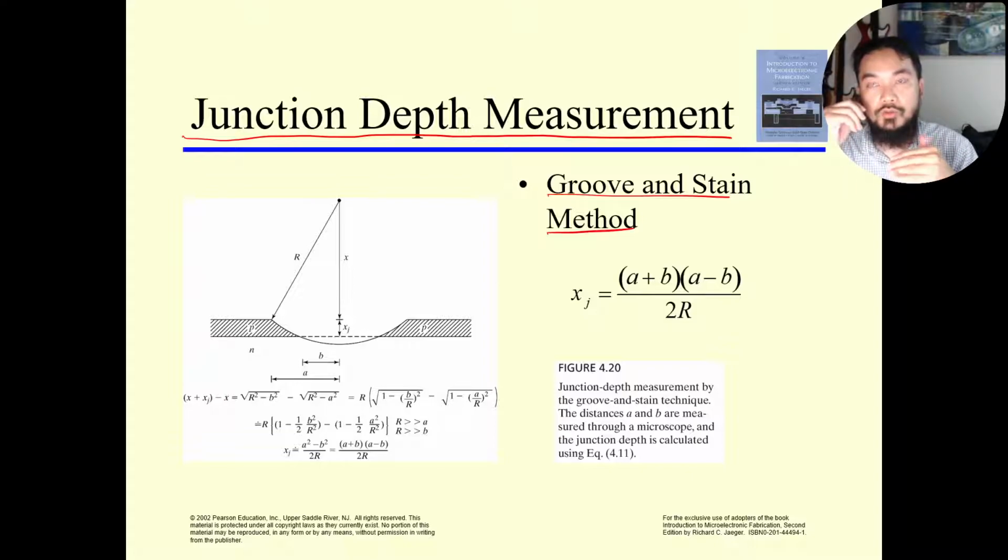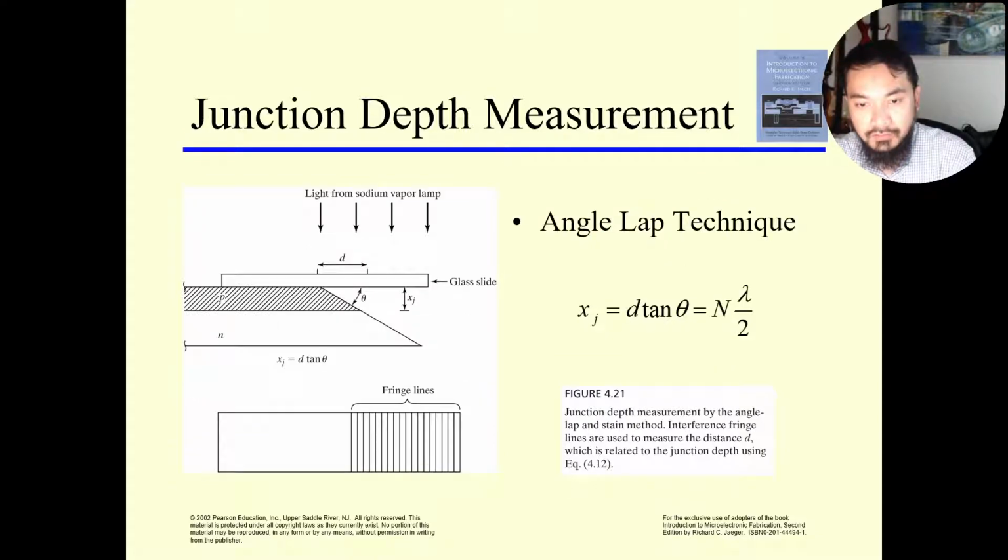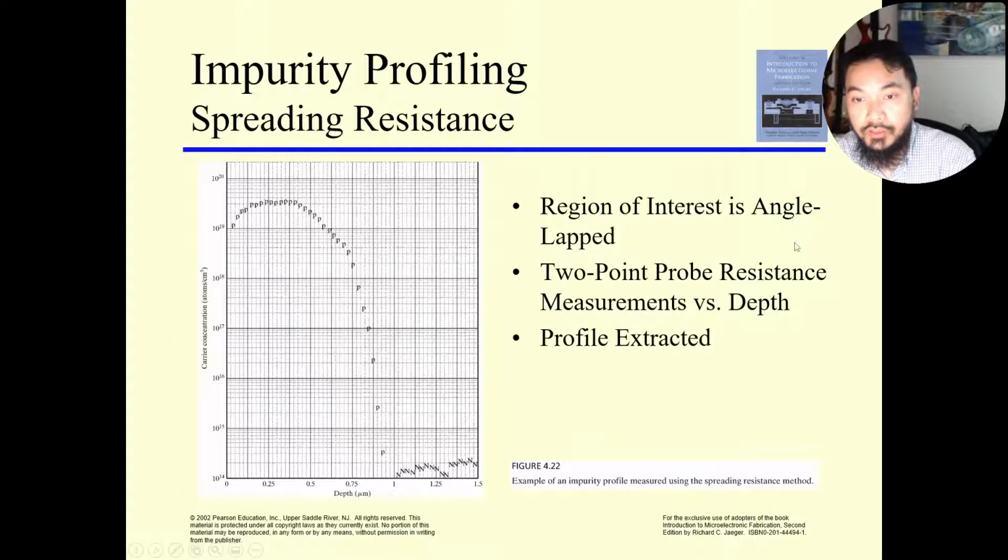So when you do diffusion, you always have to do some test runs and an actual empirical analysis, one of which is to measure the actual junction depth. If you want to measure the junction depth, one method is the groove and stain method. Another one is the angle lap technique. If you want to know more, you can read through.